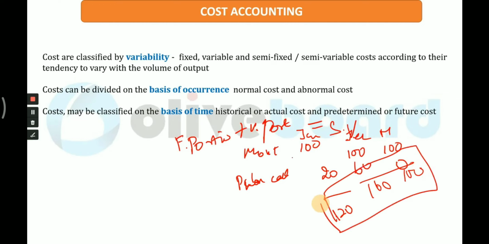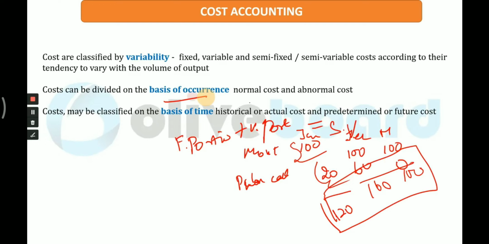But there is a combination of something called fixed portion and something called variable portion, and such type of cost is called semi-variable cost. So based on variability, we can classify into fixed, variable and semi-variable. This is an important aspect in cost accounting. Next one, basis of occurrence: how frequently the cost will occur.